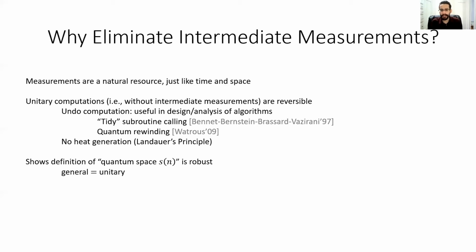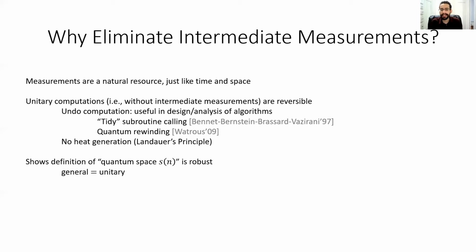Lastly, our result that it's possible to eliminate intermediate measurements without a space blowup shows the definition of quantum space is robust. The class of problems solvable by a quantum computer in a particular space bound is the same whether or not intermediate measurements are allowed.